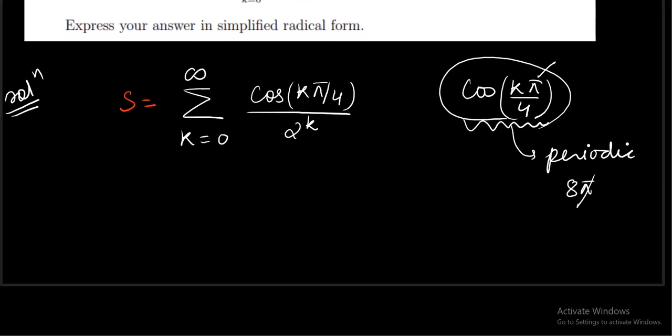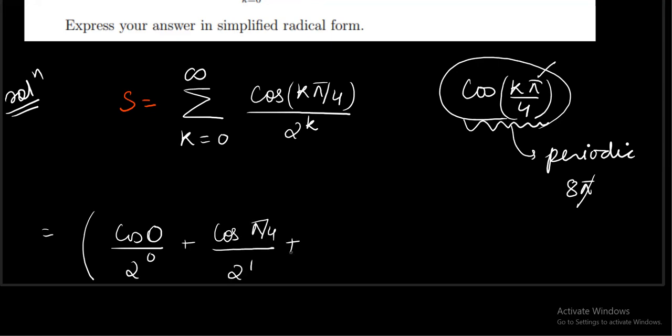So I'm just going to write down 8 terms to show you that after the 8th term, we will start getting the same numerators once again. Okay? So I am removing the sigma. I will start putting in the values of k. Putting k equal to 0 will give me cos 0 upon 2 power 0. This is cos 0 in the numerator. Coming to the second term, it will become cos pi by 4. Coming to the denominator, it is 2 power 1. Then we have cos 2 pi by 4, which is cos pi by 2, that will become 0.